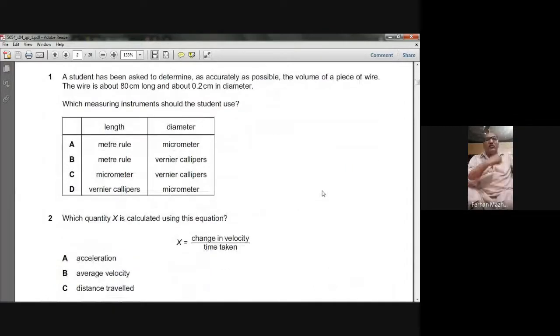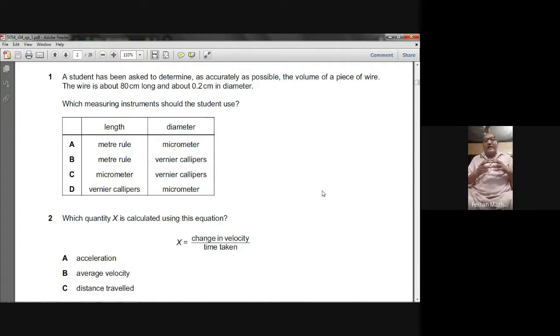The question is showing up on your screen. A student has been asked to determine as accurately as possible the volume of a piece of wire. The wire is about 80 centimeter long and about 0.2 centimeter in diameter. Which measuring instrument should the student use?